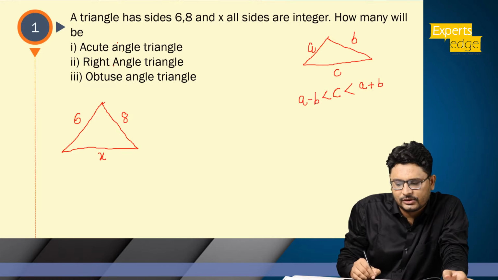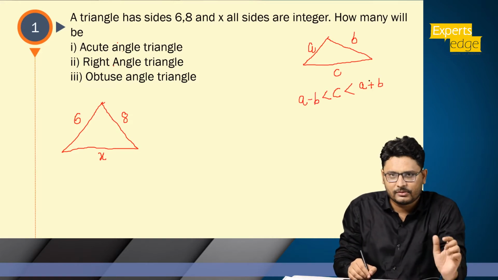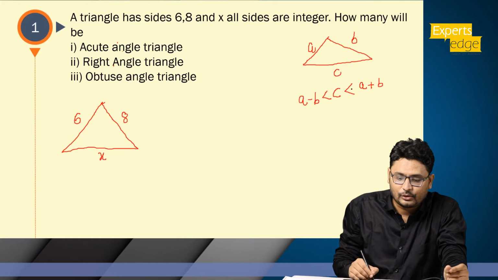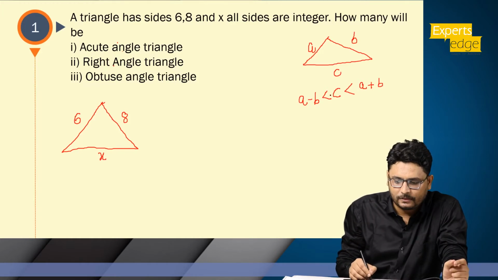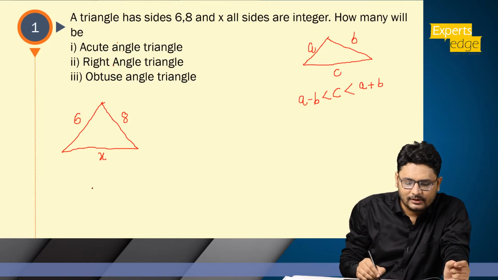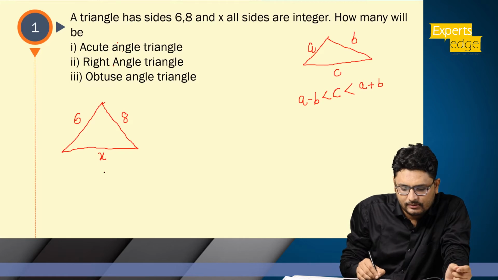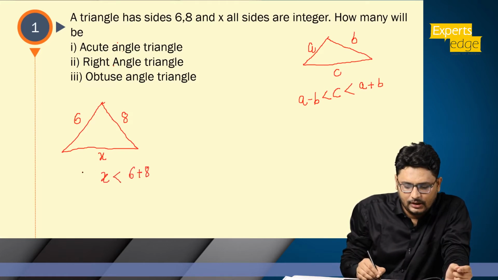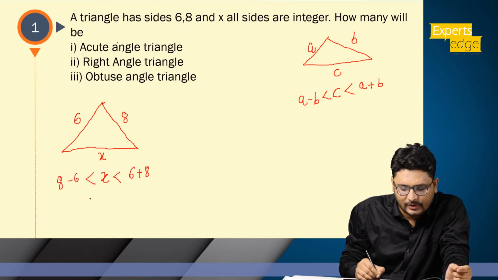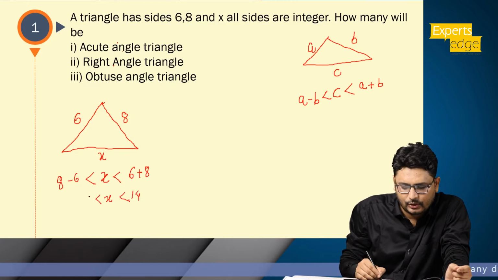Whichever is the bigger, you need to subtract from it, right? I hope you remember, guys. Please remember this. So this is the inequality. From that, what will I get? So x की range will be 6 plus 8 से छोटा होना चाहिए और 8 minus 6 से बड़ा होना चाहिए. So that means my x should lie between 14 से छोटा, 2 से बड़ा.